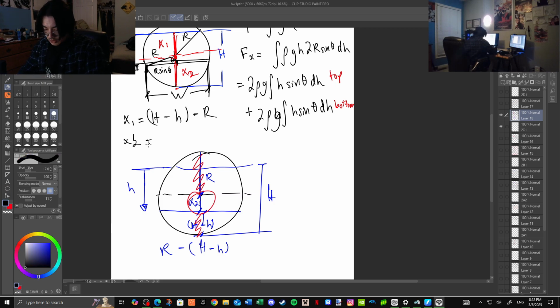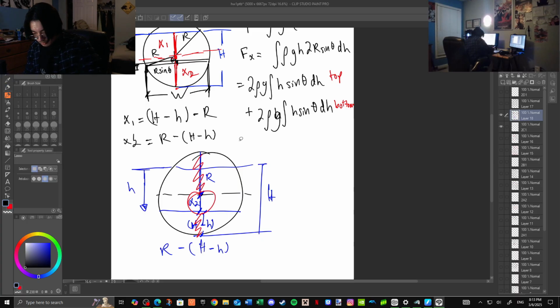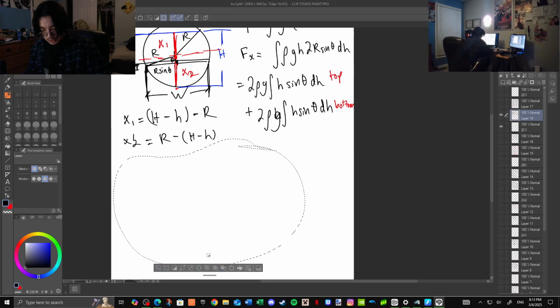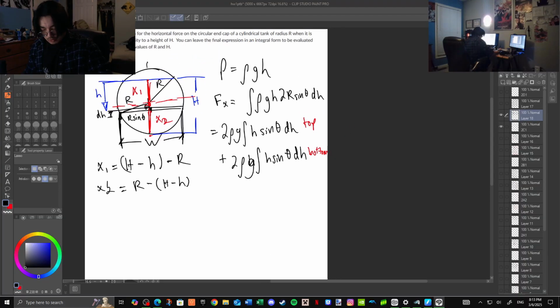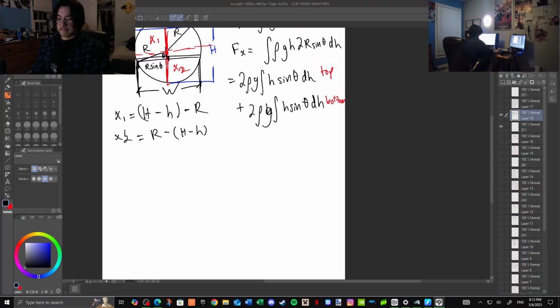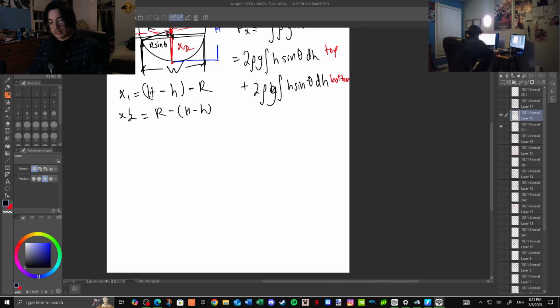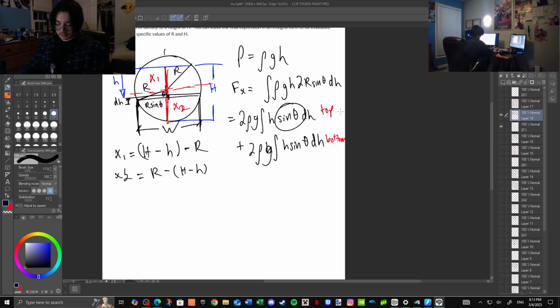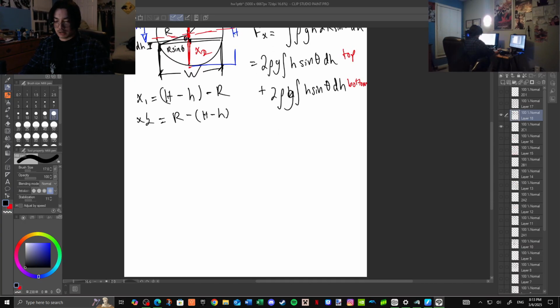And so x2 will equal r minus big H minus little h. But we still don't have a way to incorporate this into our equations because x1 and x2 aren't in them. And so that's where we can mess around with sine in order to incorporate the x1 and x2 into our top and bottom integrals.